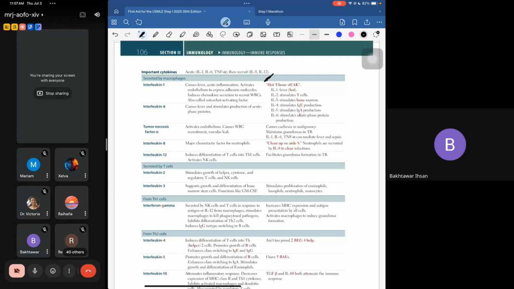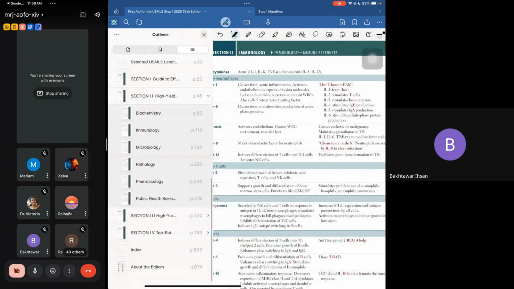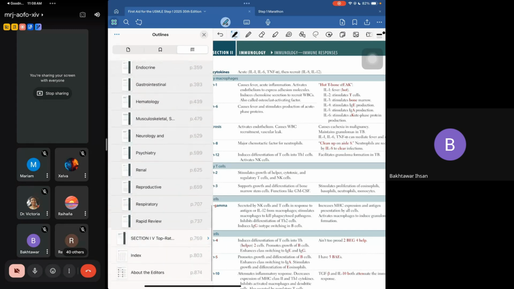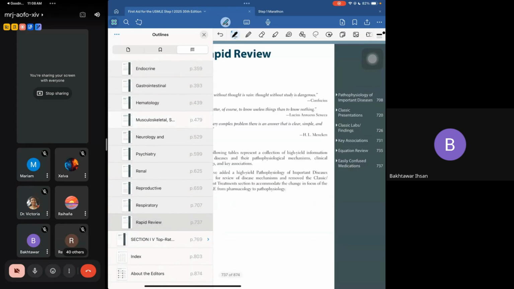Interleukin 3 is going to cause the growth of bone marrow. So 2 causes the growth of T cells, 3 causes growth of bone marrow, and it's going to increase every single time. 4 is going to increase IgE production. 5 is going to increase the production of IgA, and 6 is going to increase the acute phase proteins. Keep this in mind. We are going to do more detail on these tomorrow, but remember that 4 is going to increase the production of IgE.